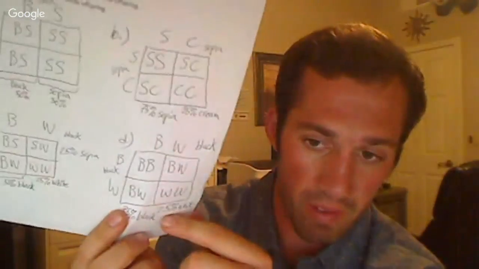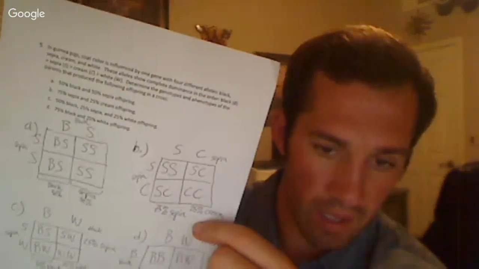So that's basically how you do those ones. You just kind of have to play with them, try different ways, but those are good rules of thumb. Two, like a black and white, and a black and white is going to make a 75-25 split. A sepia and cream is going to make a 75-25 split. Basically, that's how you do it.